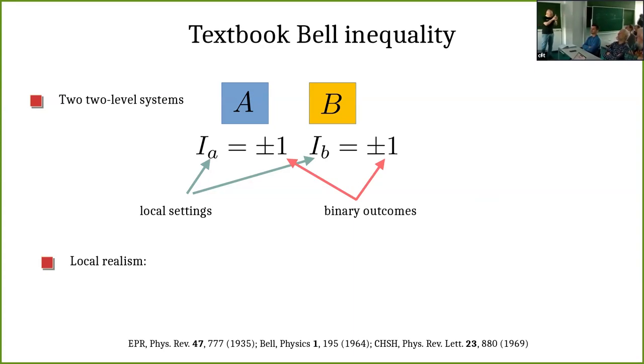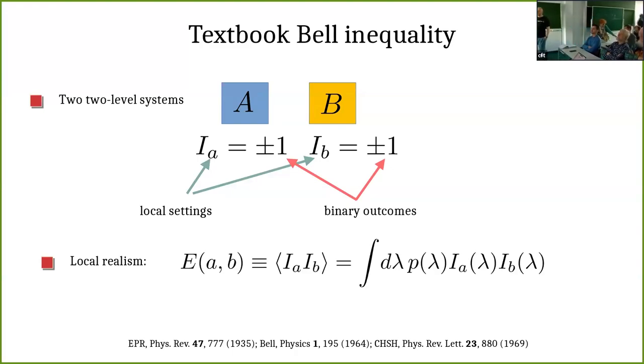In one experiment, you multiply, so the product will be either one or minus one. And you average over an ensemble, whatever gives you these outcomes. So you construct a correlation function, which will depend on how you pick this orientation, A and B. And as I said, this is a product of I_A and I_B, averaged over whatever you average.